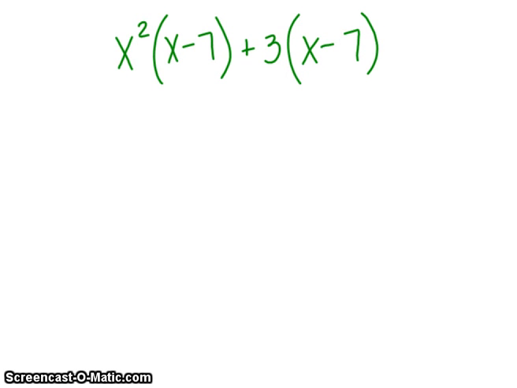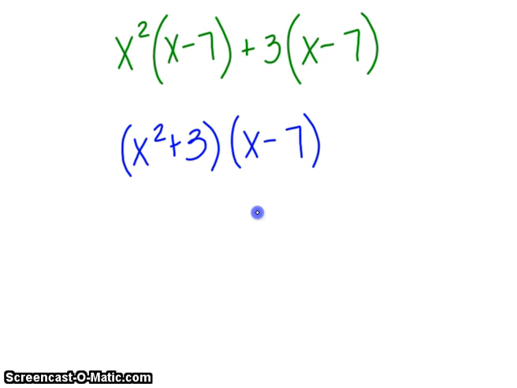To show you how to take factoring by grouping just a little bit further. In the last tutorial you saw how to factor something like this: x squared times the quantity x minus 7 plus 3 times the quantity x minus 7. So we have two different monomials being multiplied by the same binomial, the x minus 7. And we learned that you could actually write this as the quantity x squared plus 3, times the quantity x minus 7. And this is simply because of how FOIL works.